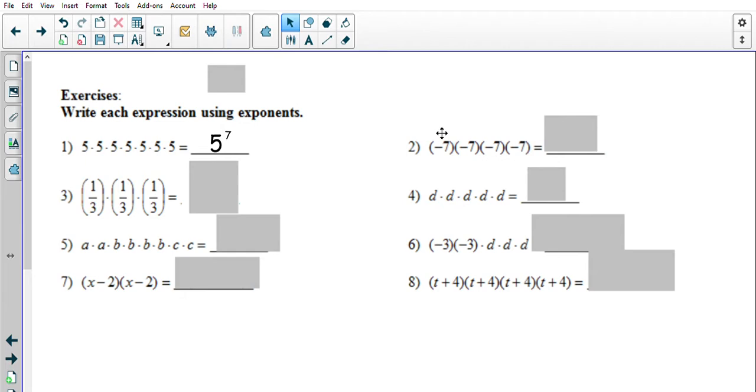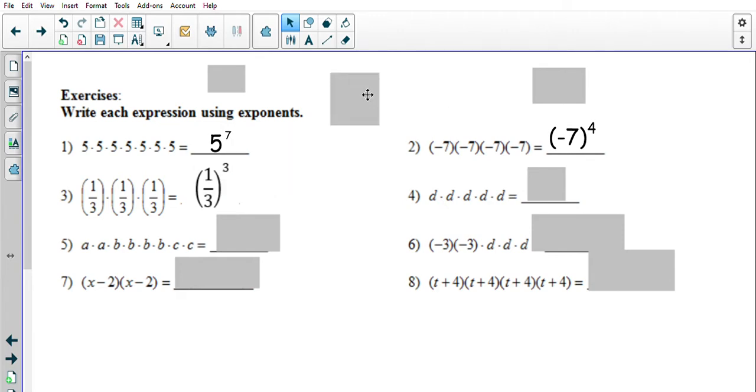Number 2, I use parentheses for multiplication here. Negative 7 times negative 7 times negative 7 times negative 7 is negative 7 in parentheses. Those parentheses are essential to the 4th power. Our base is negative 7 and our exponent is 4. Number 3, 1/3 times 1/3 times 1/3 is 1/3 to the 3rd power. Notice how I have the 1/3 in parentheses to indicate that that entire fraction is to the 3rd power. So 1/3 is my base, 3 is my exponent.